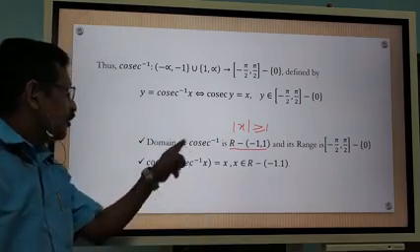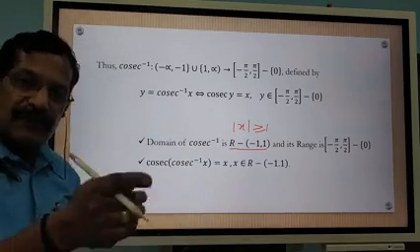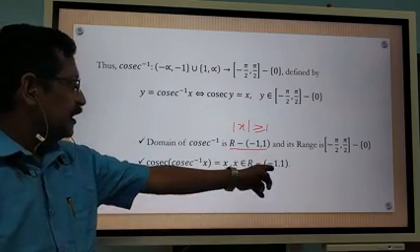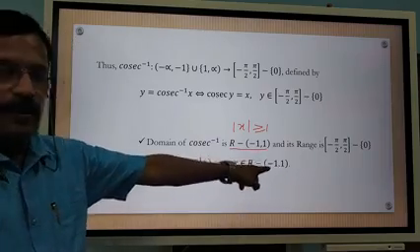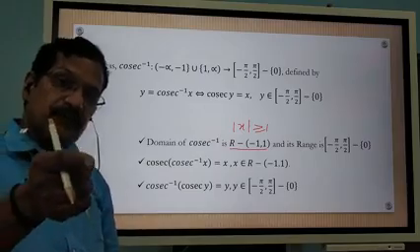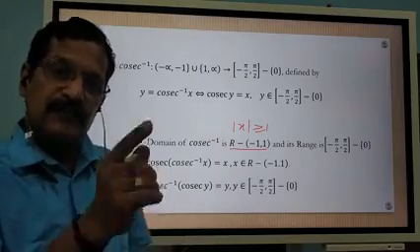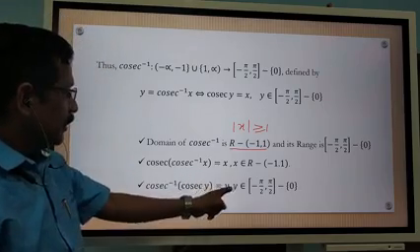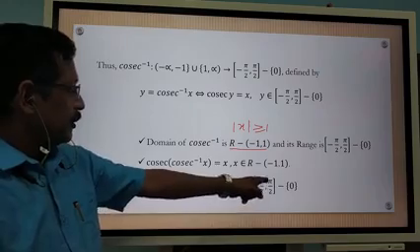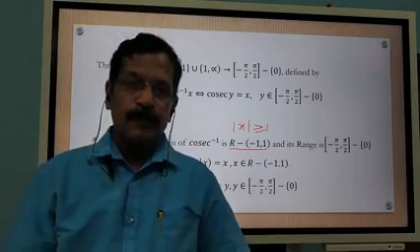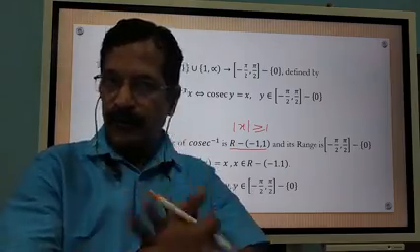Now cosec of cosec inverse x, as f of f inverse of x, is x only, where x is an element of the domain R minus open interval minus 1, 1. Cosec inverse of cosec y, f inverse of f of y is y. So cosec inverse of cosec y is y, where y is an element of minus pi by 2 to pi by 2 minus singleton 0. So we have defined cosec inverse also.